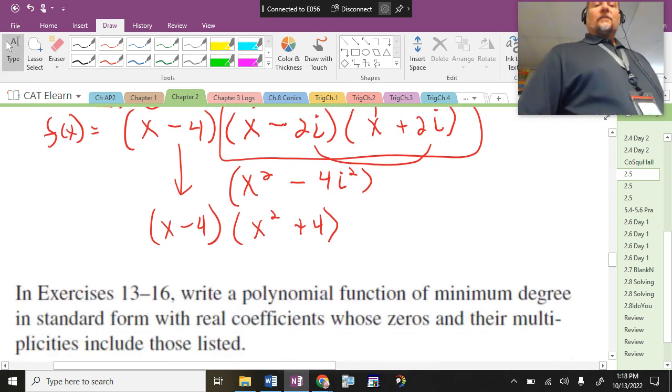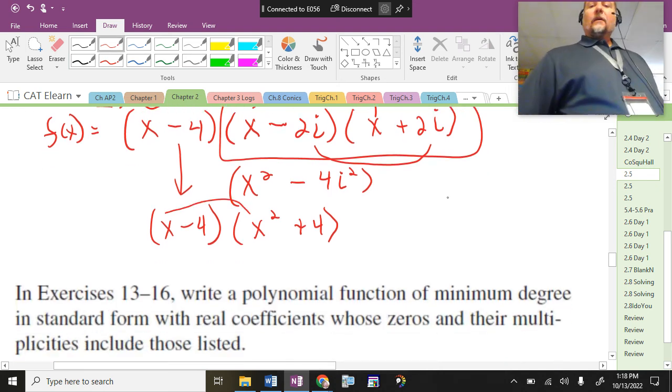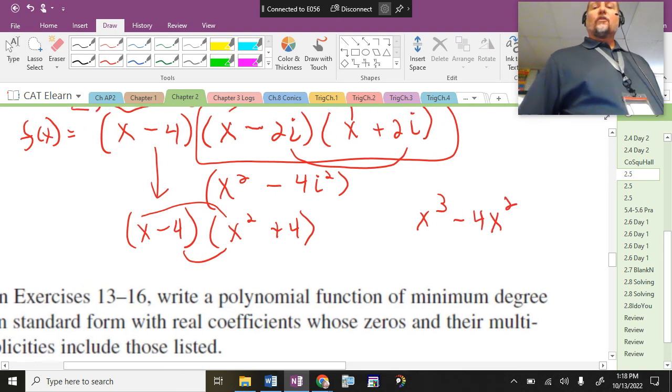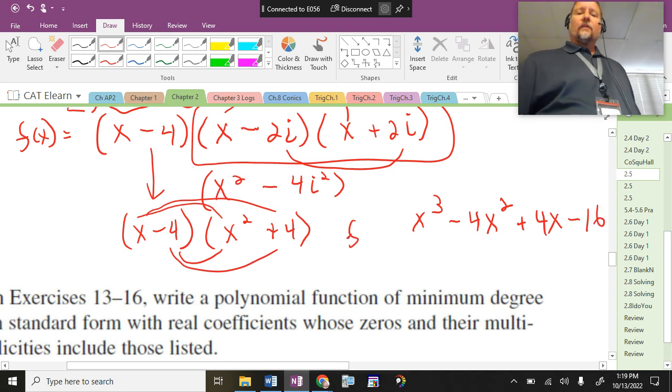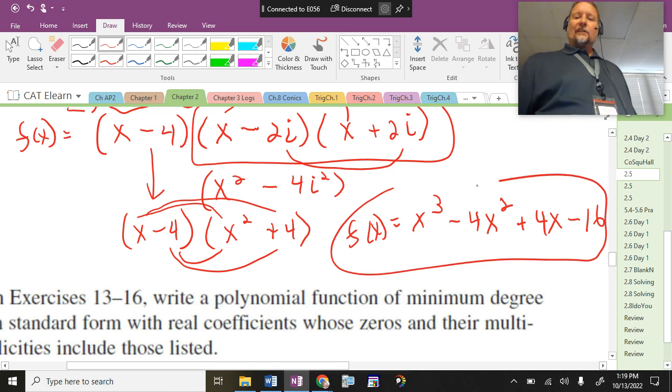Except when there's some nasty ones. I'm going to move this work over here. X cubed minus 4x squared. The reason I'm going in this order is because I want the terms in descending order. And I know I can mess with my lines here and do this in a little different order to write these in descending order. I guess I should put f of x equals and then circle that up.